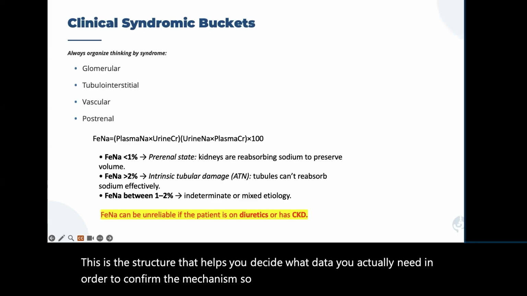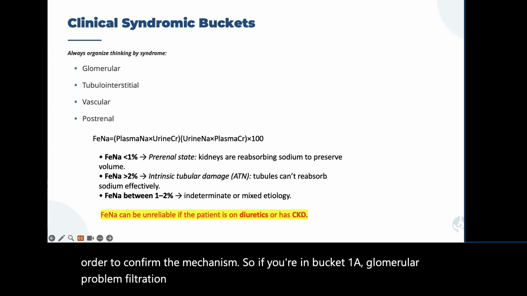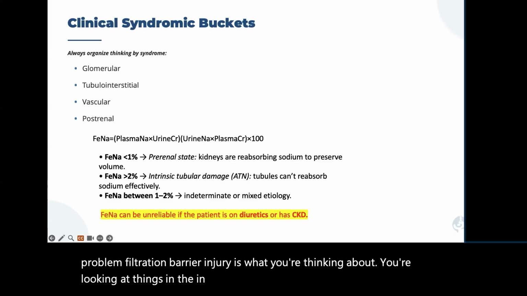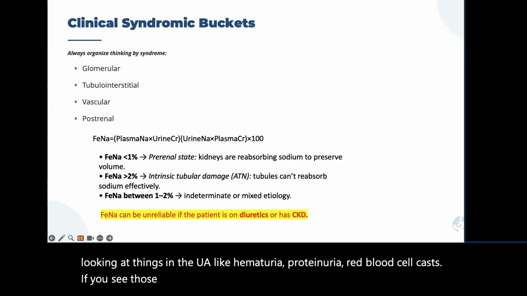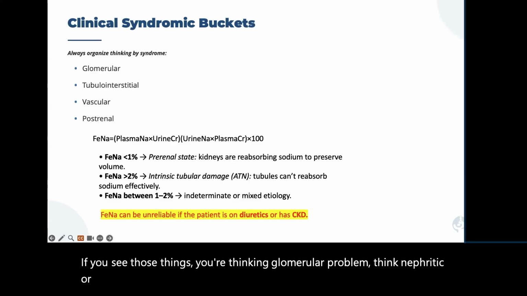If you're in bucket one, a glomerular problem, filtration barrier injury is what you're thinking about. You're looking at things in the UA like hematuria, proteinuria, red blood cell casts. If you see those things, you're thinking glomerular problem. Think nephritic or nephrotic process.